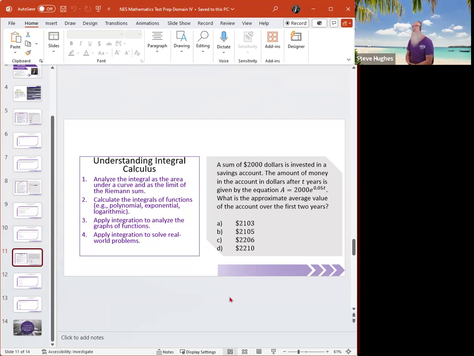So first of all, what is it we want to know? We want to know the average value. So that's the first thing to write down. What is the formula for average value? We don't just want to find the first and second year and divide by 2. We don't want to do that. So the average value is equal to 1 over b minus a times the integral from a to b of f of x dx. That's what we want to know.